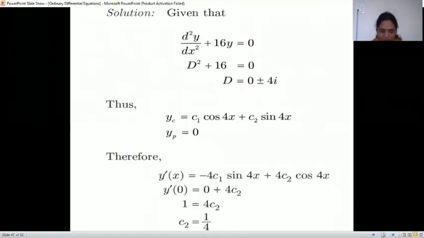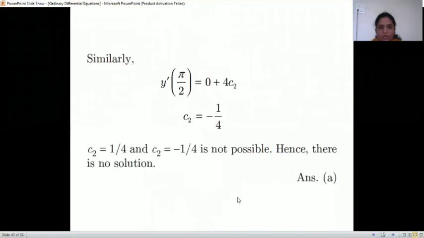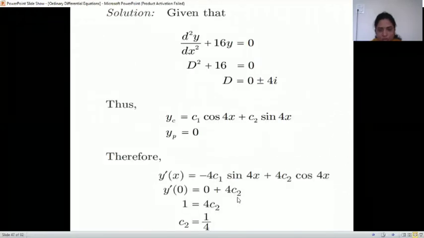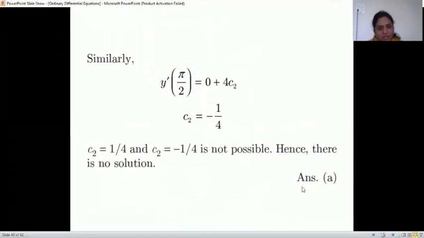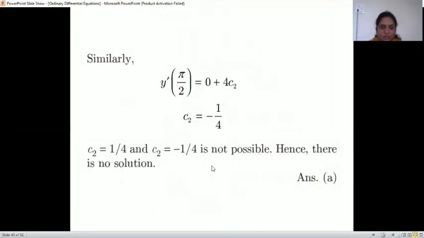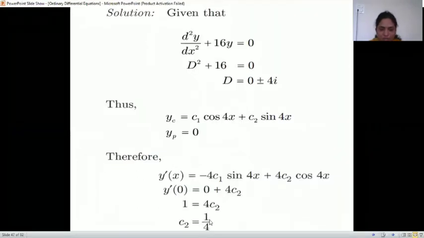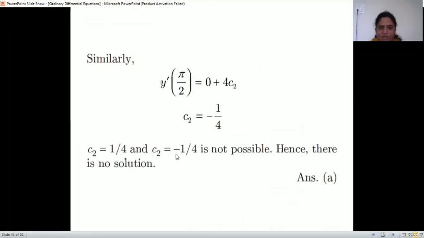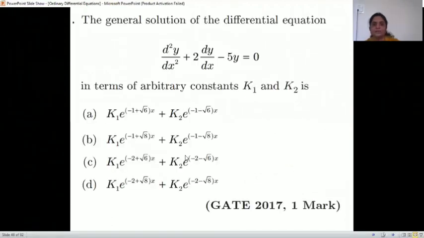Just check. I think here it is for c2. And here also, what are we using? Pi by 2. So sine 4 pi by 2 is 0 and cos 4 pi by 2 is 1. Okay, c2 is again what we are getting, right? So in the first case we are getting c2 is 1 by 4 and in the second case we are getting c2 is minus 1 by 4. So we are getting two different values for only one constant, right? Is it possible? It is not possible. Hence there is no solution. If some ambiguity occurs, we can say there is no solution. So your correct option is answer A.